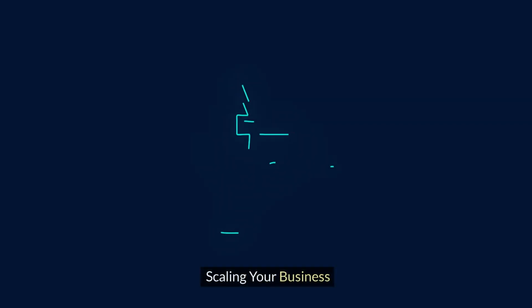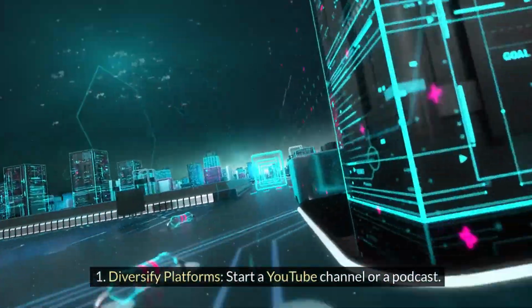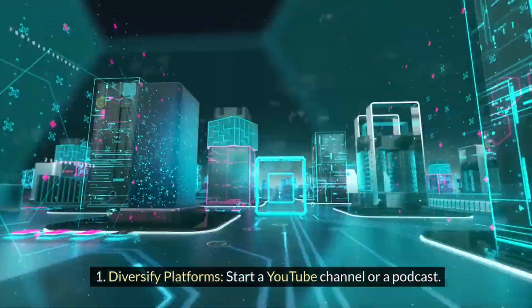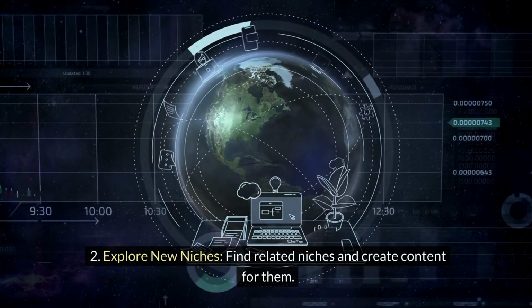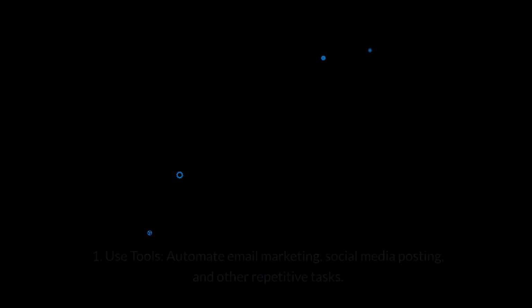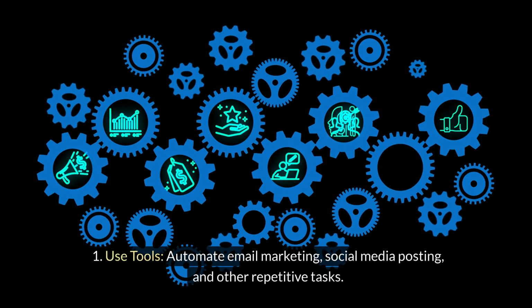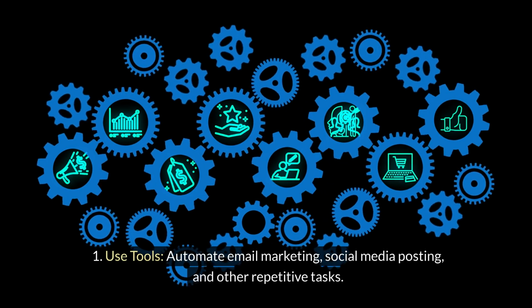9. Scaling your business. Expand your reach. 1. Diversify platforms. Start a YouTube channel or a podcast. 2. Explore new niches. Find related niches and create content for them. Automate processes. 1. Use tools. Automate email marketing, social media posting, and other repetitive tasks.